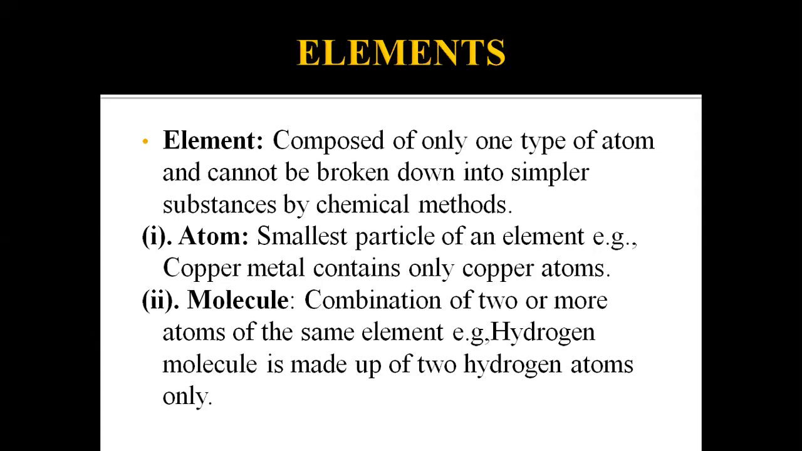If an element is made up of only one kind of atom and the smallest particle is atom, we say that it's an atom of the element. For example, copper metal contains only copper atoms. Molecule is the other type of element in which two or more atoms of the same element join together through chemical means. For example, hydrogen molecule is made up of two hydrogen atoms.